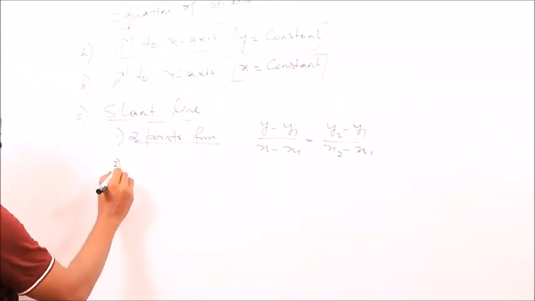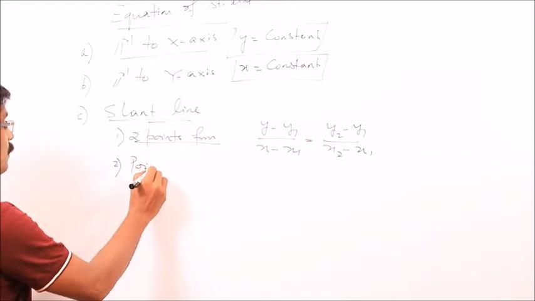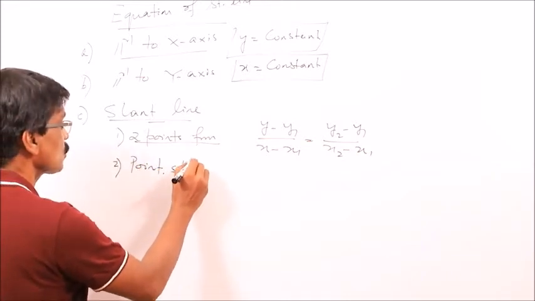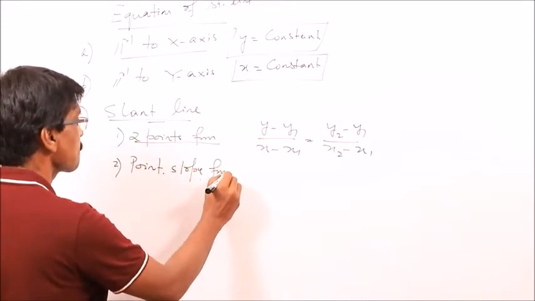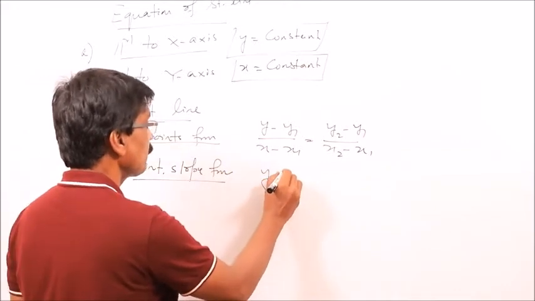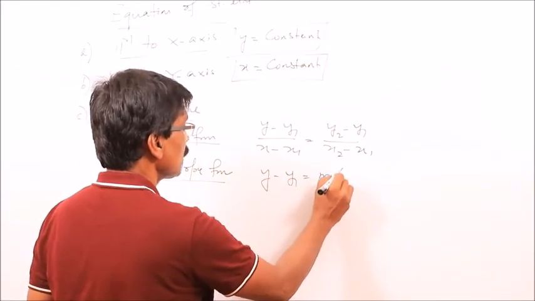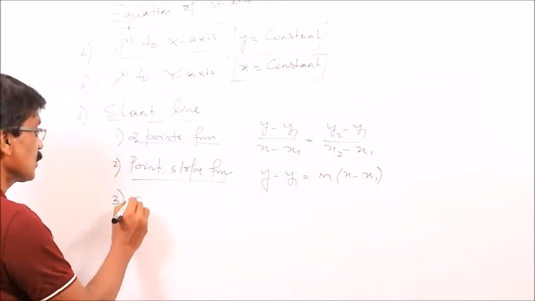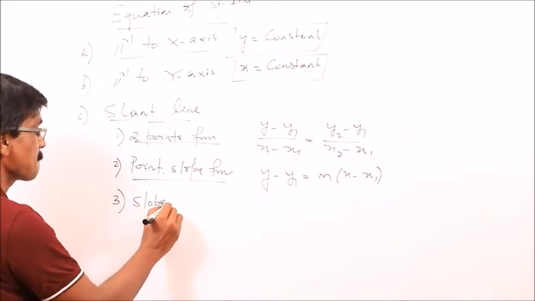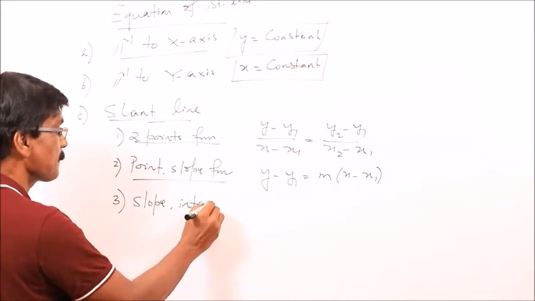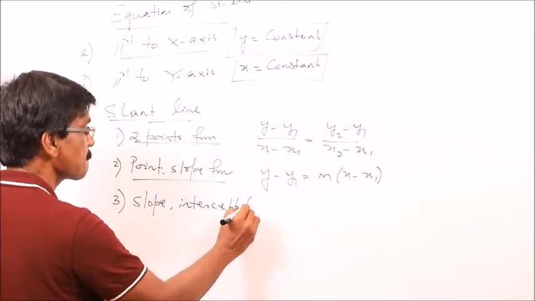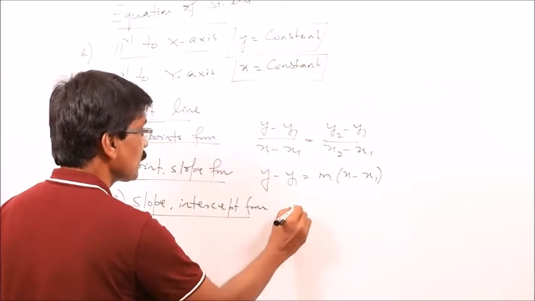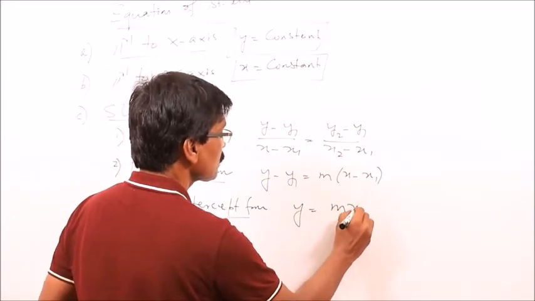The second one is point slope form, y minus y1 is equal to m into (x minus x1). The third one is slope intercept form, that is y is equal to mx plus c.